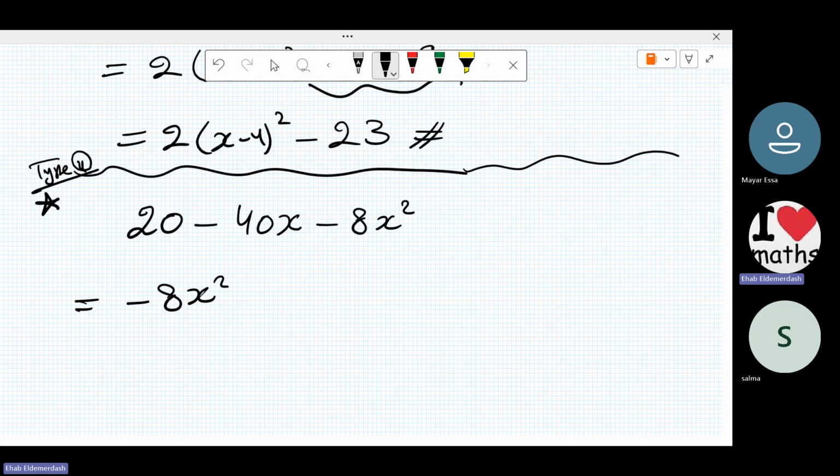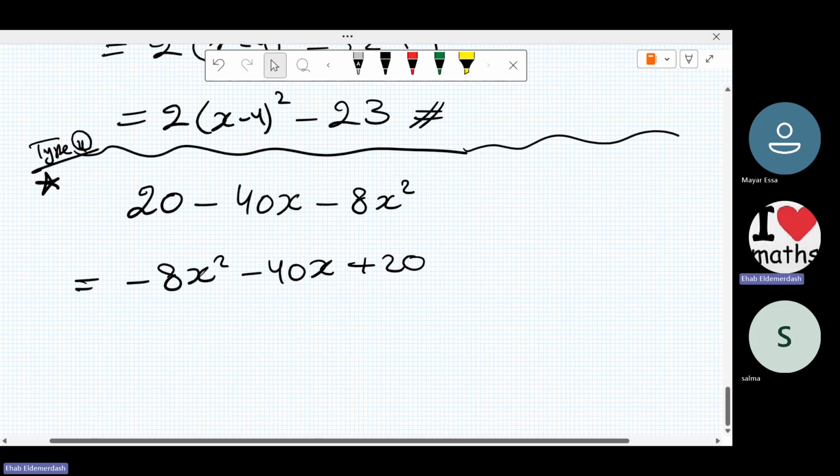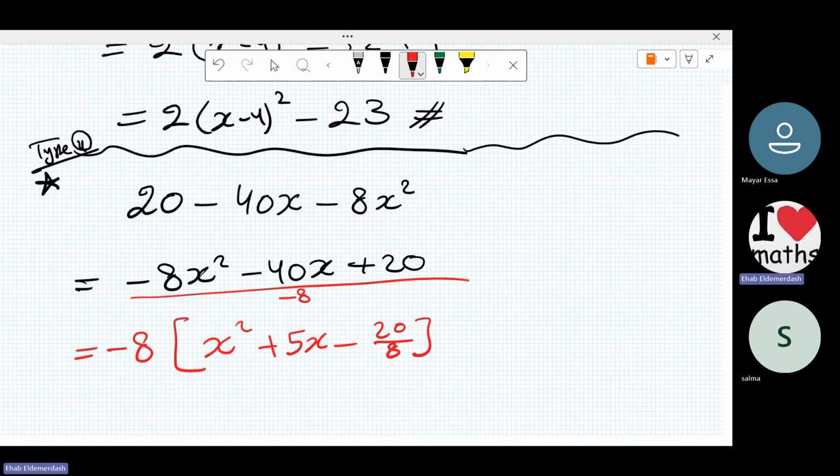So it's minus 8x squared minus 40x plus 20. The 20 here is positive. What is the story? I have to take the negative 8 out. What's the remaining? x squared plus 5x minus 20 over 8, because I'm dividing everything by negative 8 as usual. Okay, Mister, why are you dividing by negative? Because the negative 8 is the coefficient of x squared, so we have to divide everything by negative.